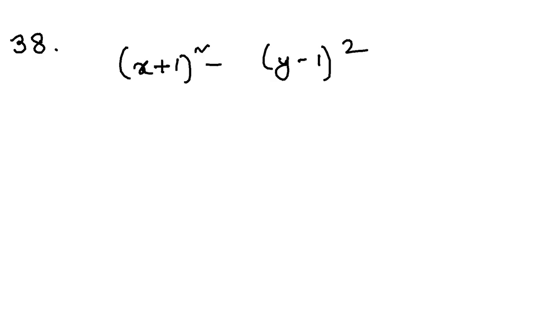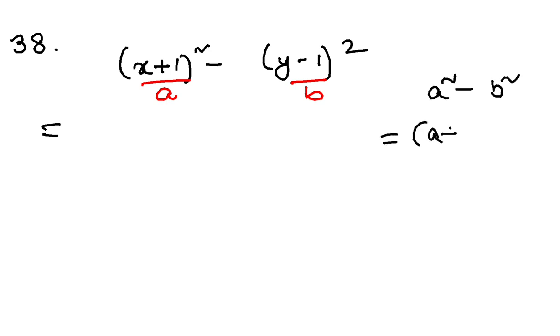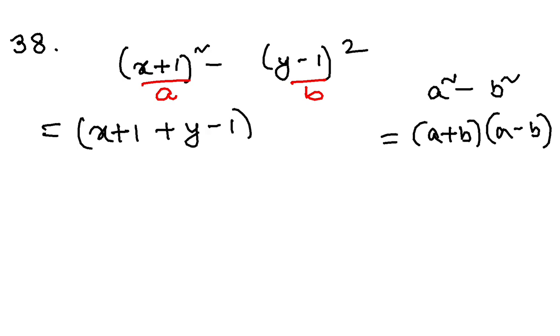Now the last question, question 38, x plus 1 whole square minus y minus 1 whole square. Some of you are able to recognize a pattern over here. If you imagine this as a and this as b, this is like a square minus b square, isn't it? So if I apply the formula for a square minus b square, which is a plus b into a minus b. So what is my a here? X plus 1. So a plus b into a minus b. What is my b? Y minus 1. So I need a separate bracket over here.